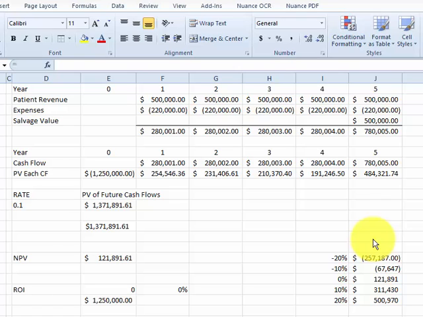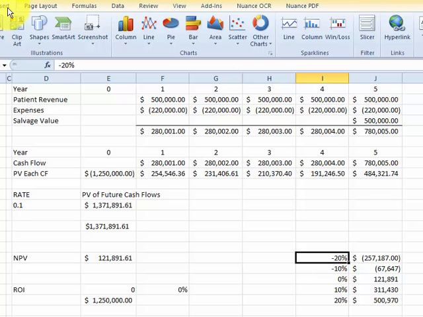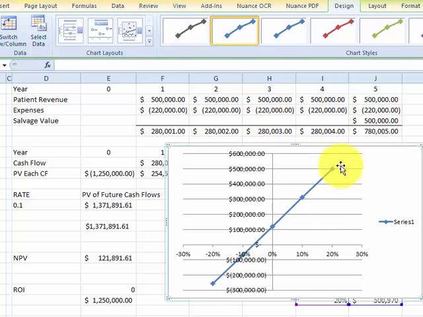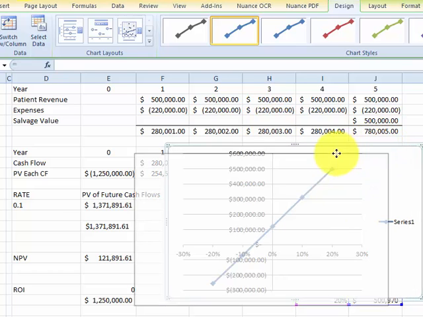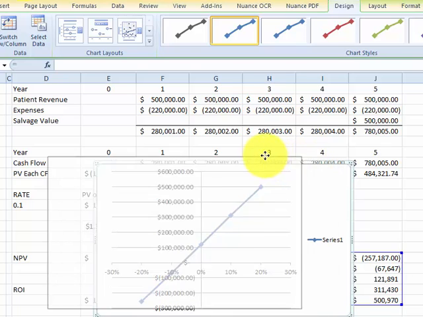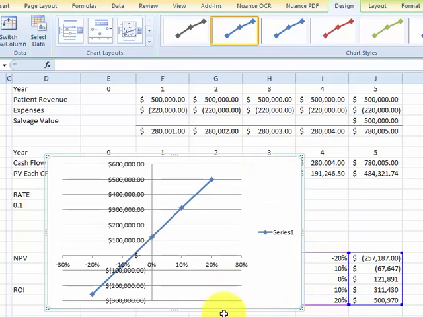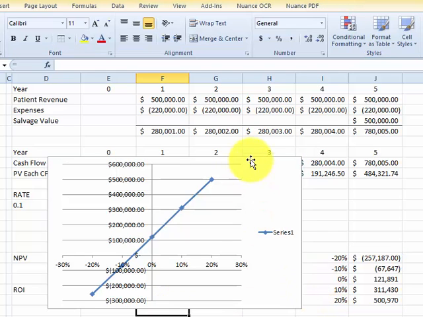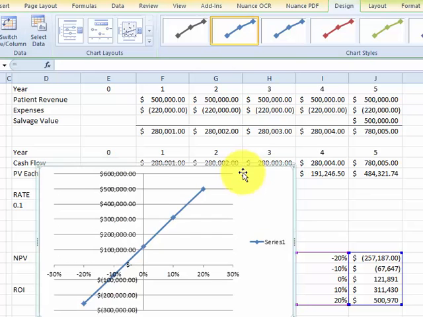Now what we want to do is a graphical representation of this, and let's see what it looks like. Best way to do this is, this is where it might get a little bit more interesting. We're just going to do an insert, we'll do a scatter graph here. And that looks pretty good.